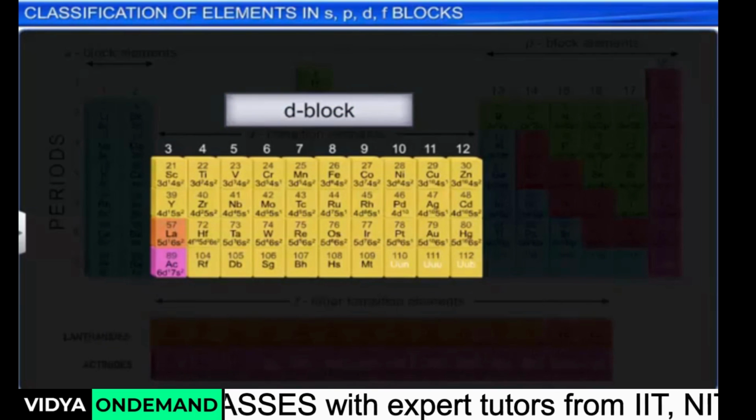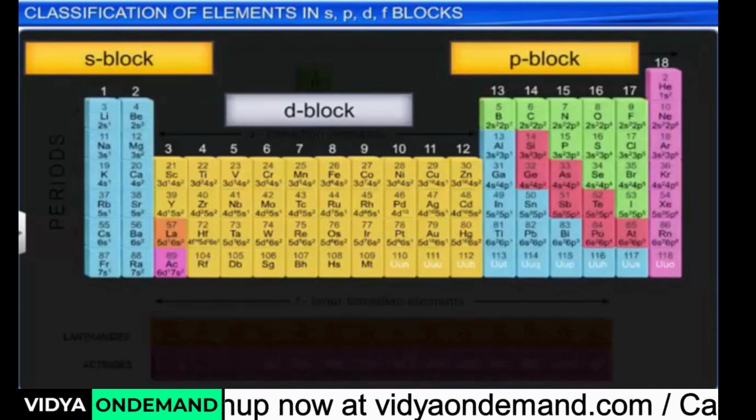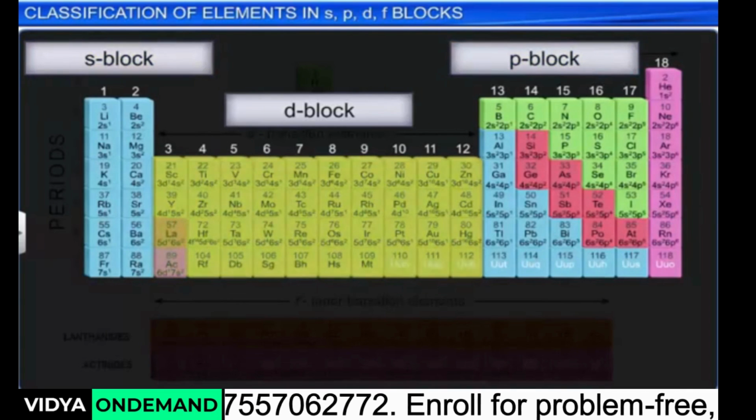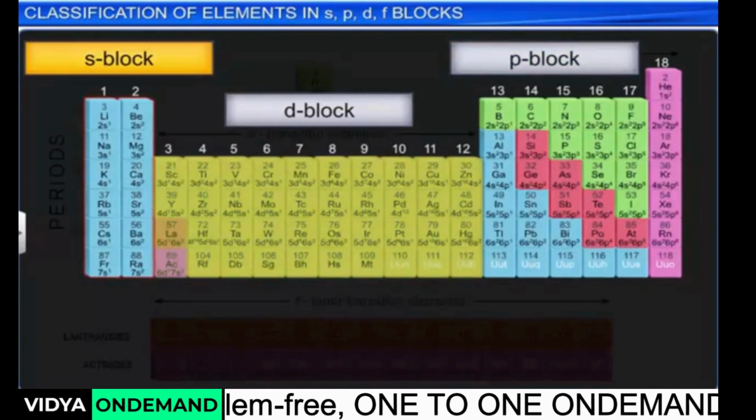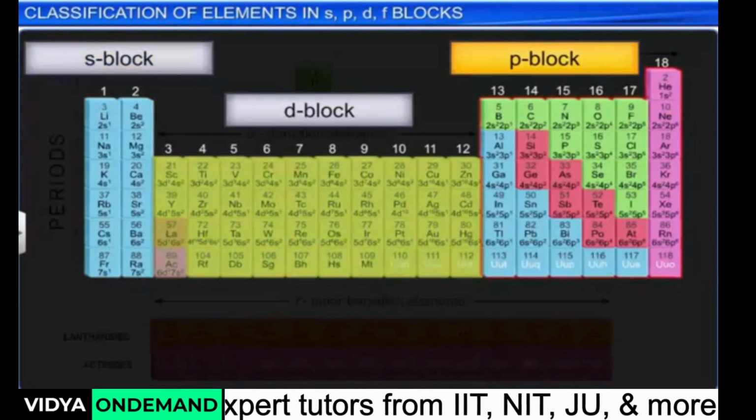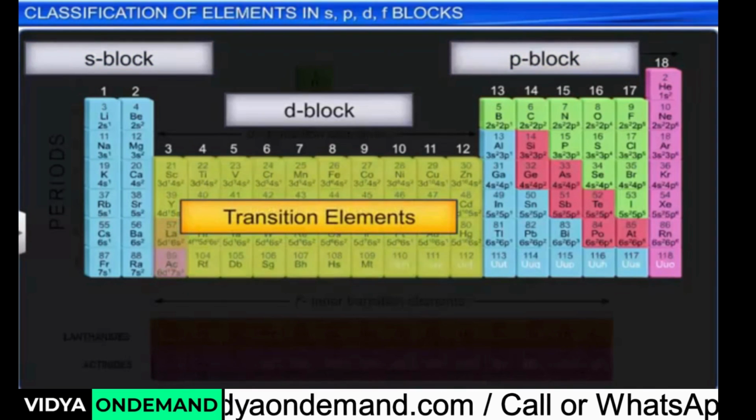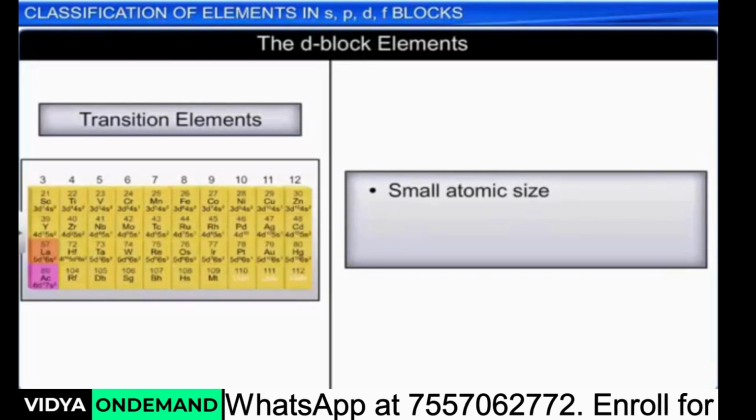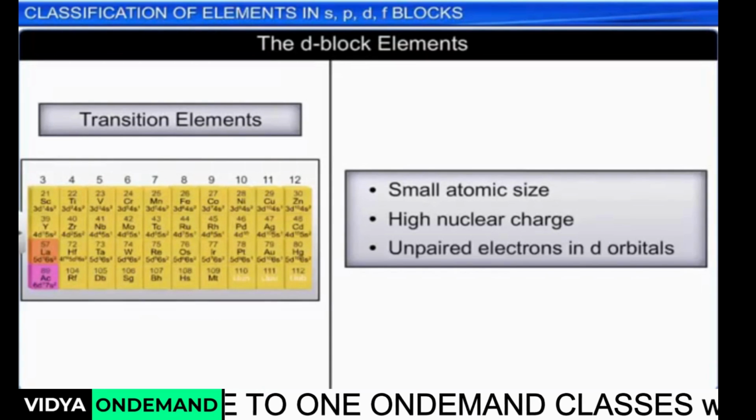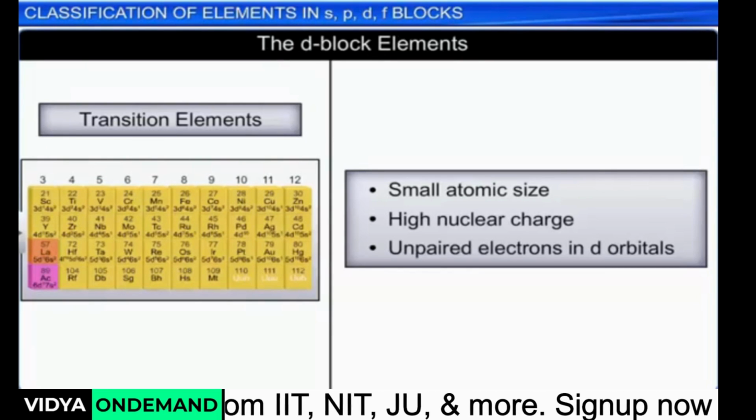They exhibit the transitional or intermediate behavior between the more active metals in s block and less active elements in the p block, and are hence called transition elements. Small size of atom, high nuclear charge and unpaired electrons in d orbitals impart characteristic properties to the transition elements. These properties are: all the transition elements are metals, and they exhibit variable oxidation states.